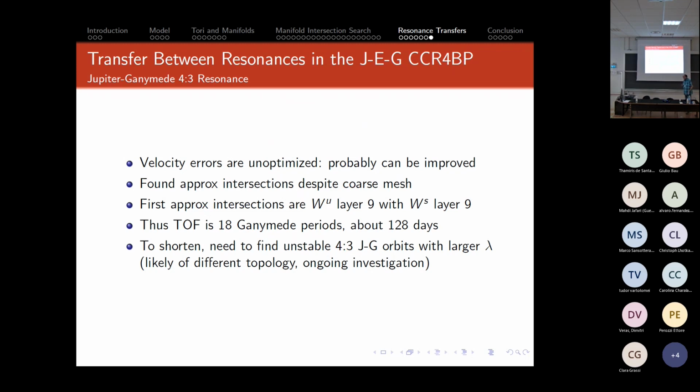So if you want to shorten this, what we really need is some more unstable Jupiter-Ganymede 4.3 orbits, which, as I mentioned, we're suspecting there's a resonance within the resonance. Basically, you have the Jupiter-Ganymede resonance, their periods being resonant with the perturbation from Europa. So we're probably going to have to do some investigations of orbits with different topology there. I definitely had some interesting discussions with folks yesterday about this problem.